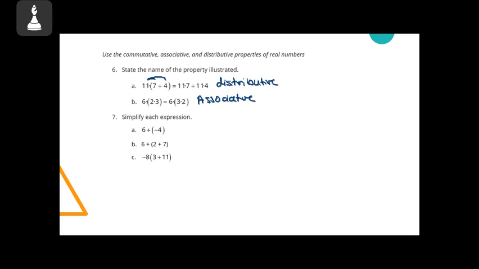And then just some simplifying here. 6 plus negative 4 gives you a 2. 6 plus 2 plus 7, so that would be 6 plus 9, or 15. And this one here, you have your choice. You can distribute, or you can combine the insides first. I combined first. 3 plus 11 is 14, and 8 times 14 is negative 112.